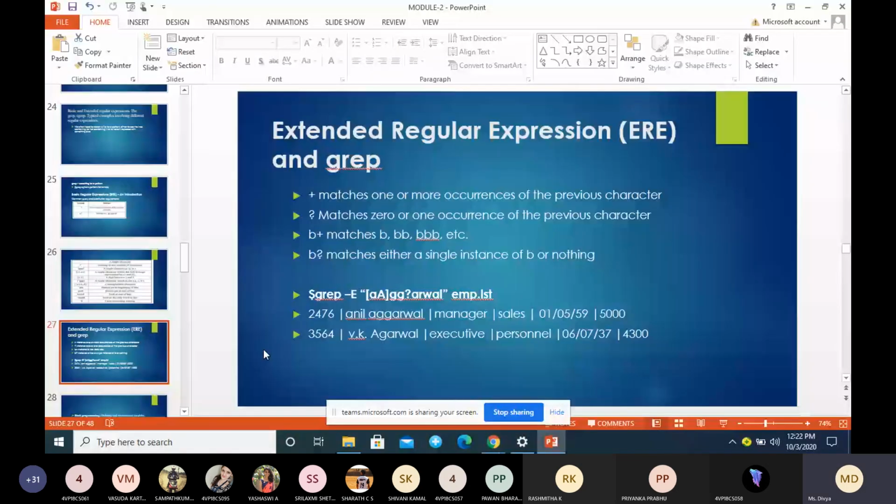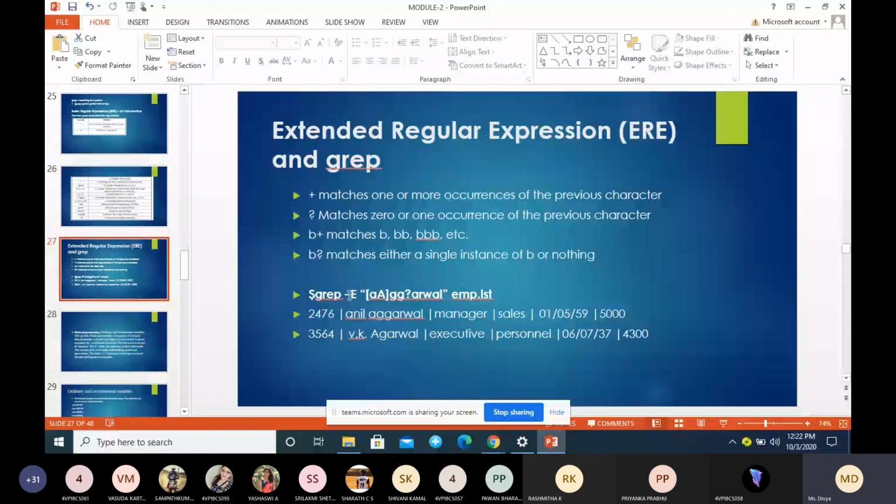If you look at this example, we have given capital letter A, g question mark, then the remaining letters. So it can start with either capital letter A or small letter a, and it should have one single g. And the next g can be 0 or 1 times. Here I have 0 times, here I have 1 time. So that is why it will match these two.